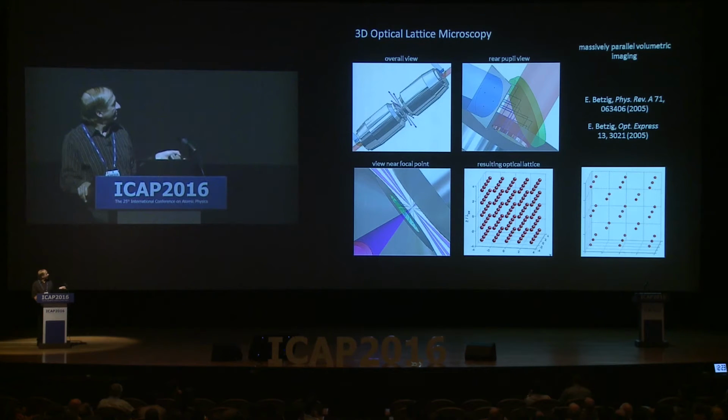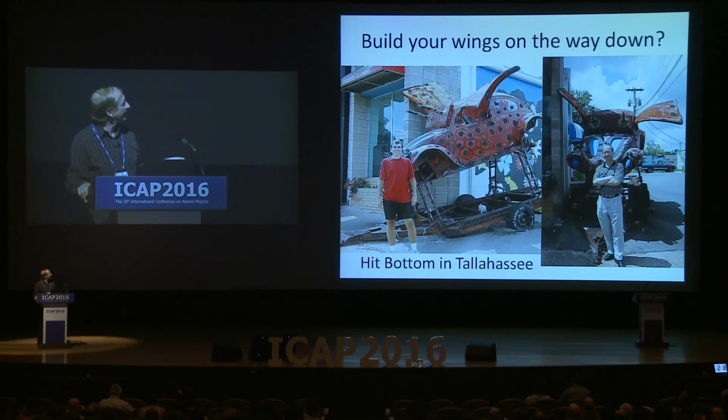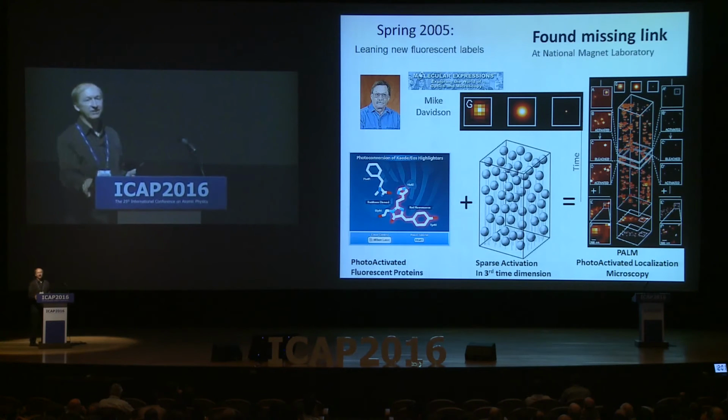But then we're still in trouble. You could write a paper on it, but that was not going to go anywhere. So how do we get out of this? There's a saying, build your wings on the way down. Well, we hit rock bottom in Tallahassee. It's a little town in Florida. And there we met, I think, the final wise man, Mike Davidson. And we went there to meet him to see a real biologist.